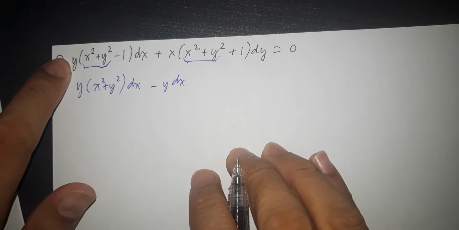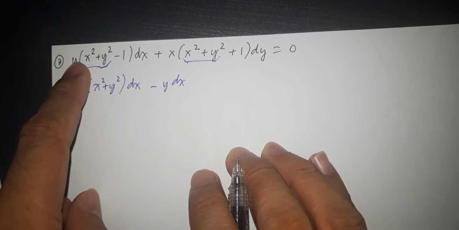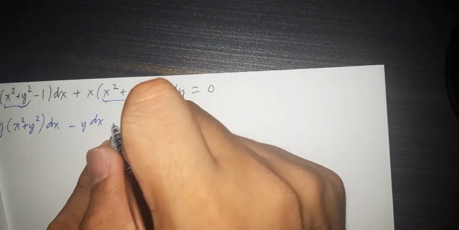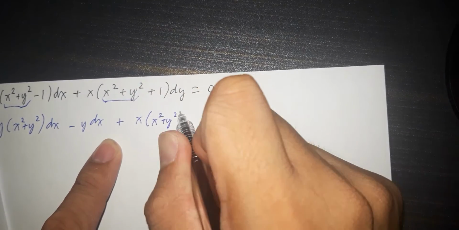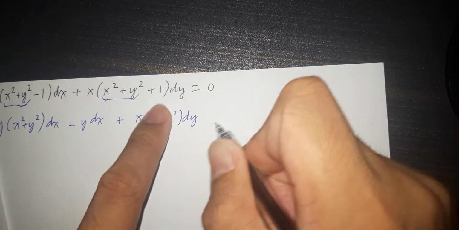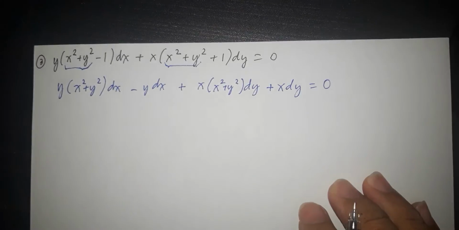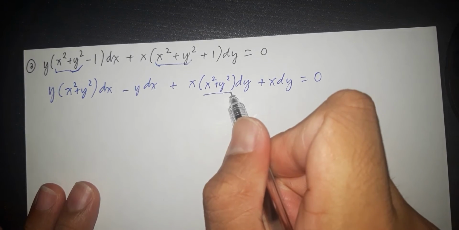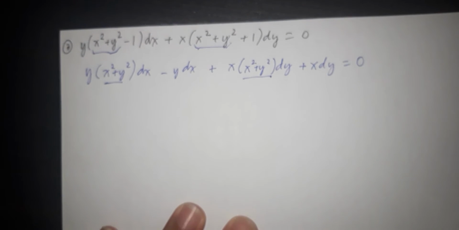So again, this y is multiplied by this factor x squared plus y squared multiplied by dx. Y times negative 1 is negative y multiplied by dx is negative y dx. Similarly, in the second term, it becomes x times the quantity x squared plus y squared dy, and then x times 1 is plus x dy, is equal to 0. And this term x squared plus y squared is common, so we can factor that out.